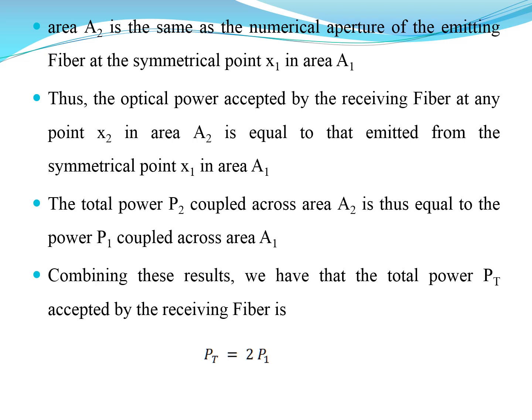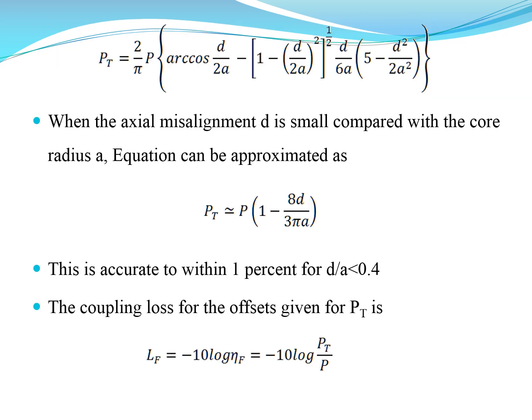But the total power which is coupled across area A2 and A1 are same due to the symmetrical numerical apertures in both the areas A1 and A2. So I can say PT is equal to P1 plus P2, or I can say that P2 and P1 are same. So it results in PT equal to twice of P1. So P1 is already known.